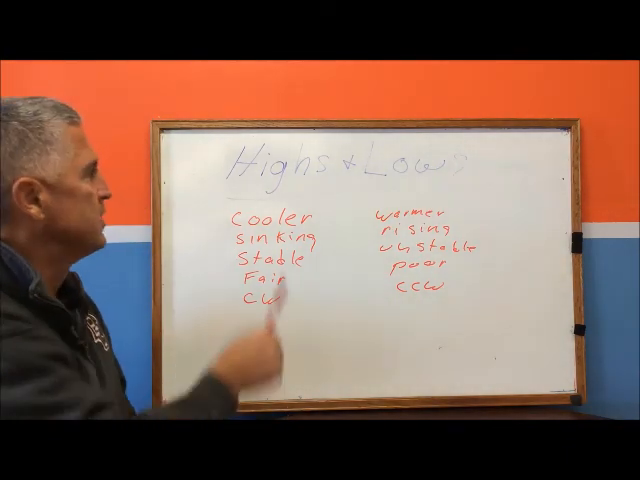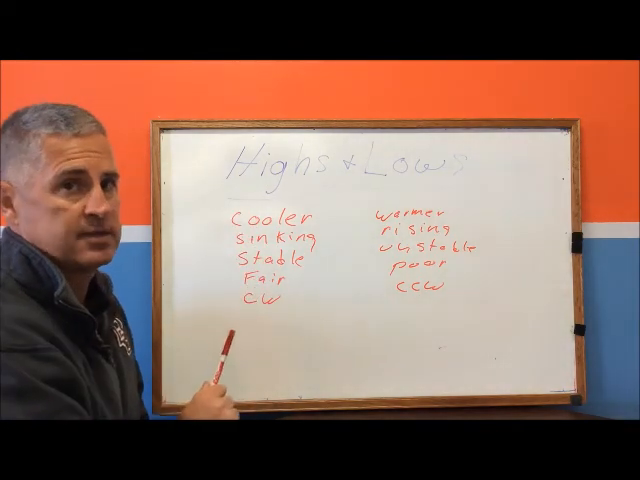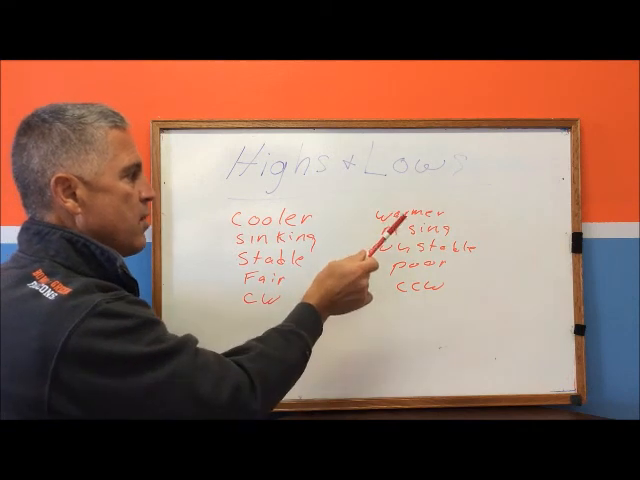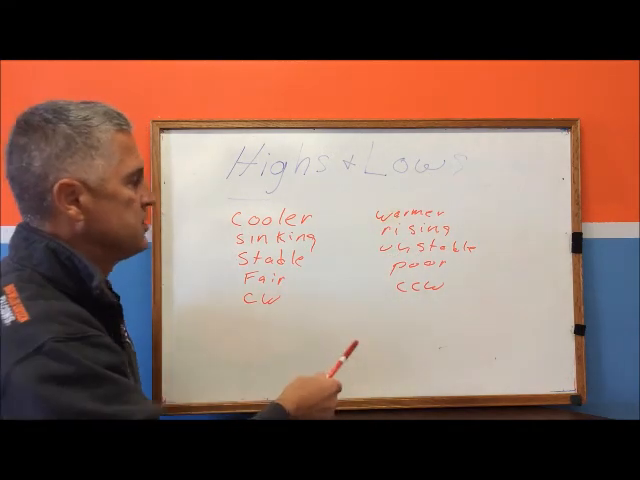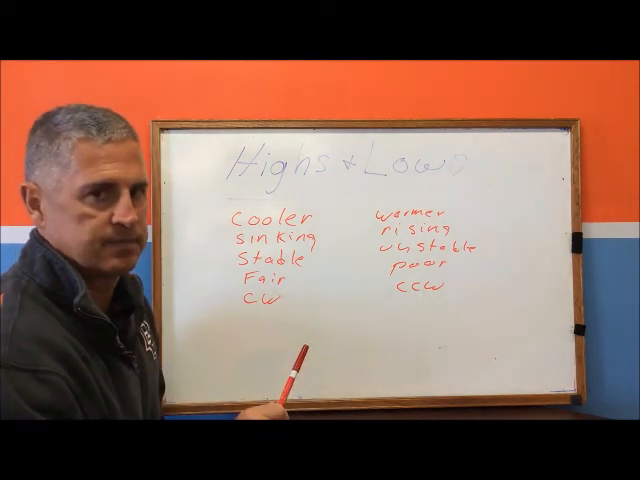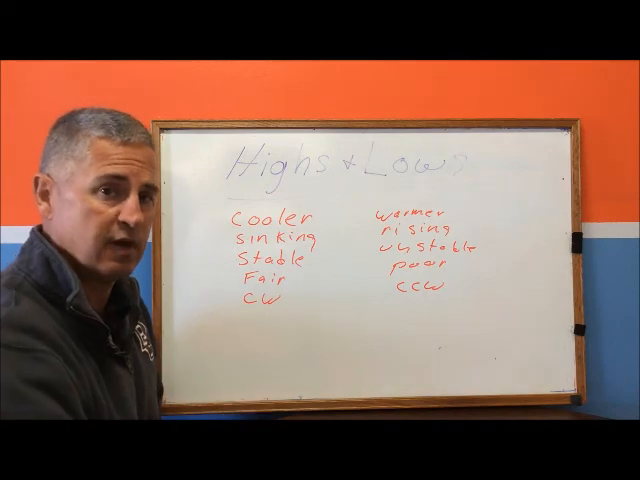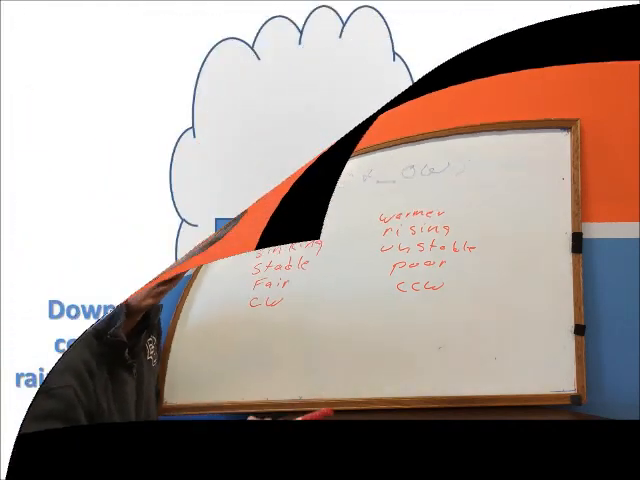So first and foremost, high pressure is cooler, sinking, stable, fair, clockwise. Low pressure: warmer, rising, unstable, generally poor weather or erratic, stormy weather, and winds about a low pressure turn counterclockwise. I'm going to drop a couple of images in here, and then give me a chance to erase the board and be right back.